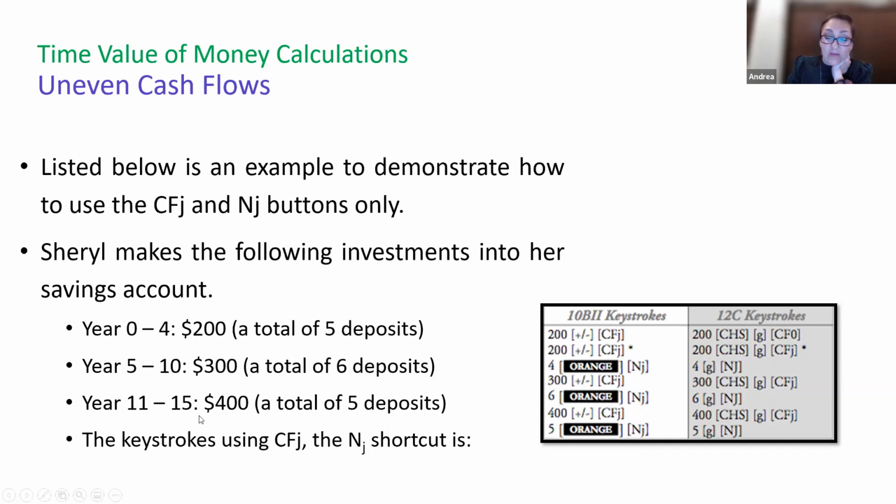Then in years 11 through 15, she's making $400 for 5 deposits, 5 time periods. And so you're going to tell your calculator $400, the plus minus, CFJ, cash flow for 5 years. So 5, your shift button, and NJ. Your NJ is a shortcut so that you're not hitting CFJ 5 times or 6 times. So let's do some practice here.